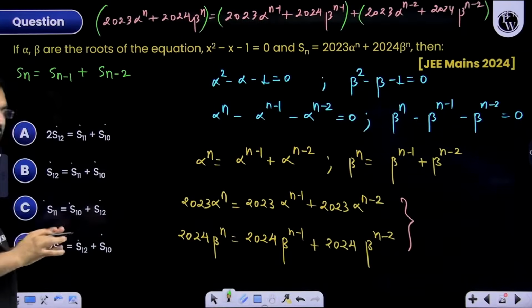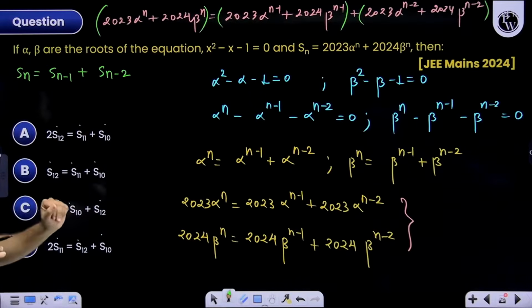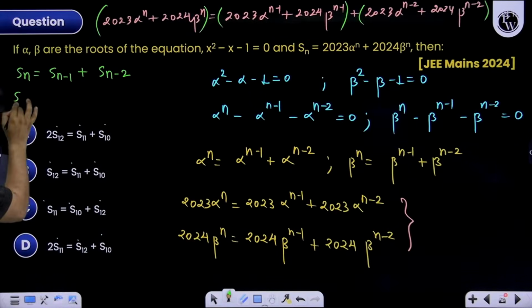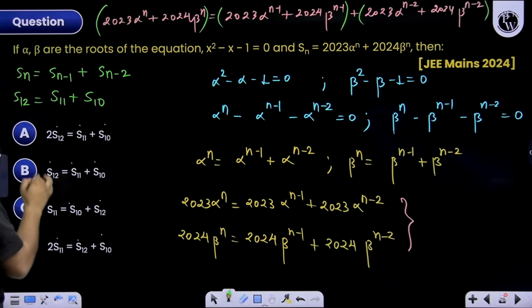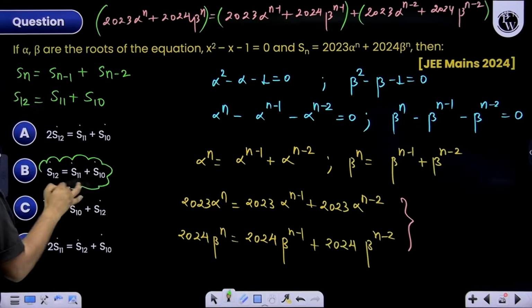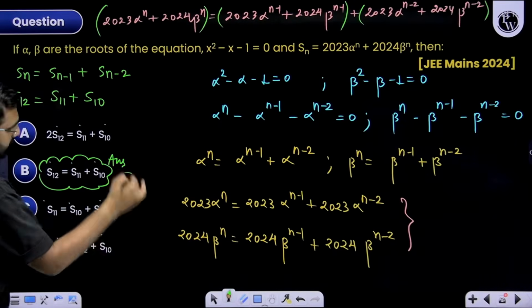So I need to establish a relationship between 12, 11 and 10. So if I take n as 12, S12 will be S11 plus S10. Are we given it somewhere? I think with option B. So that's your final answer.